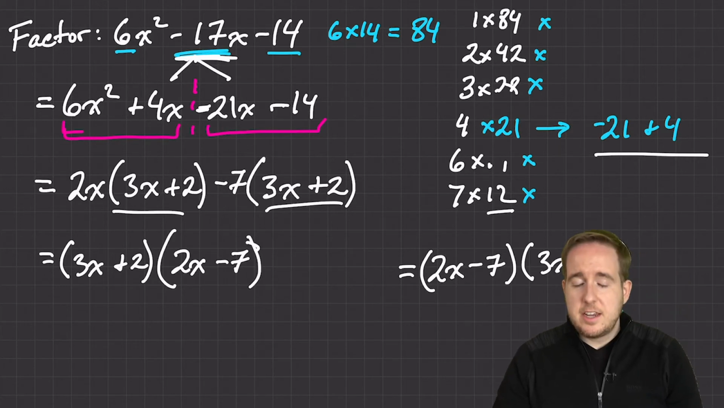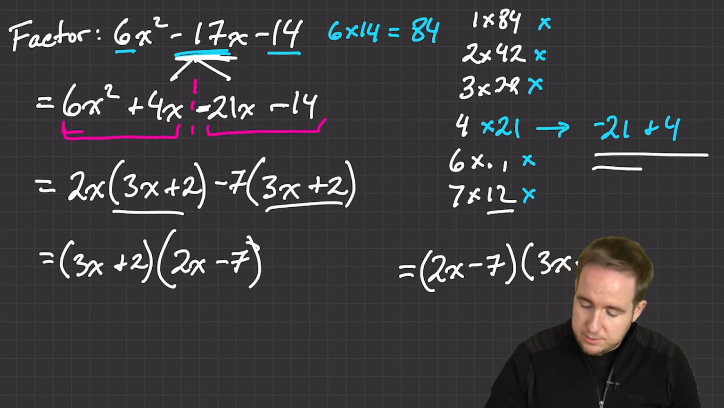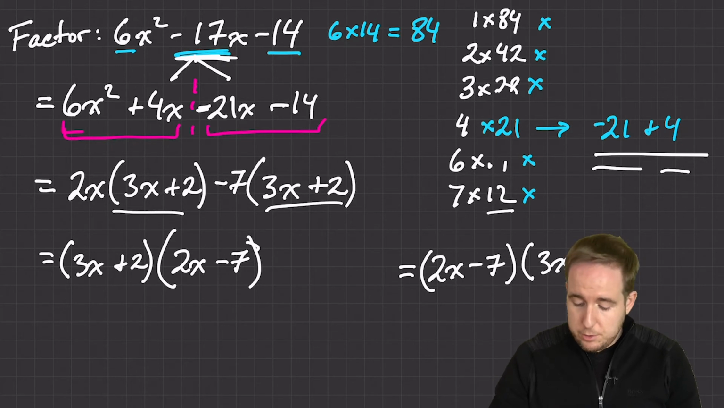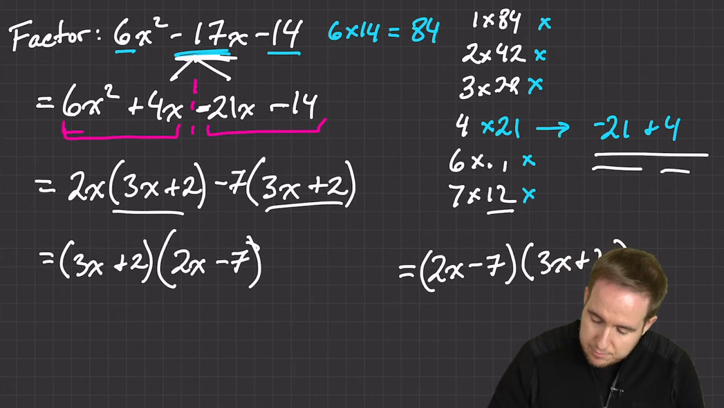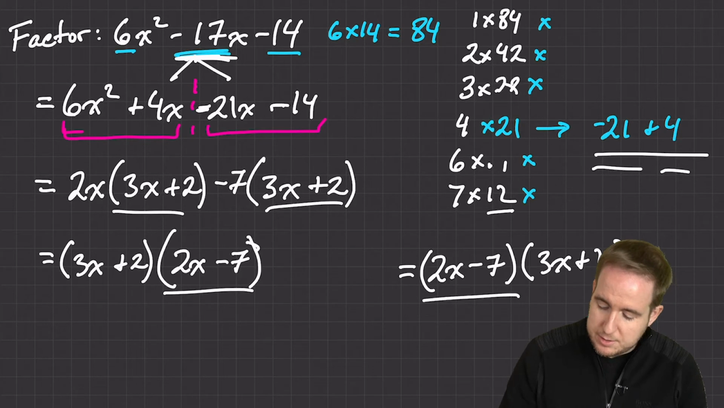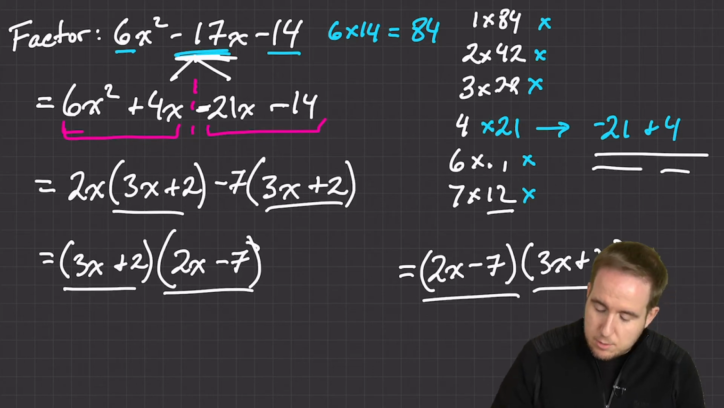So, in a sense, it doesn't matter which of the two of these you decide to put first. Whether you change the order, all that does is, instead of putting the 2x minus 7 first, it puts the 2x minus 7 second. Instead of this being first or second, it just flips it. Everything still works just the same.